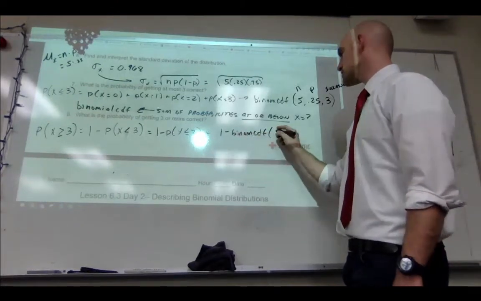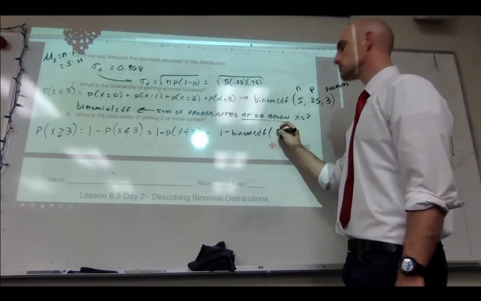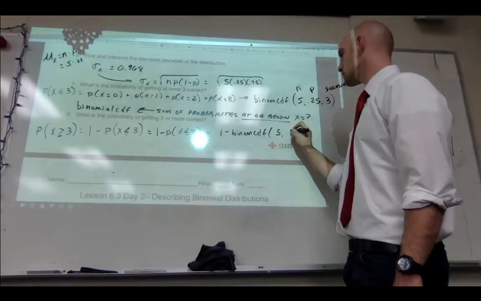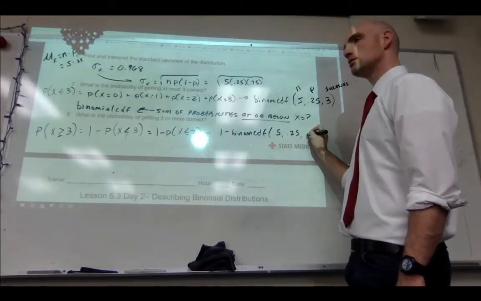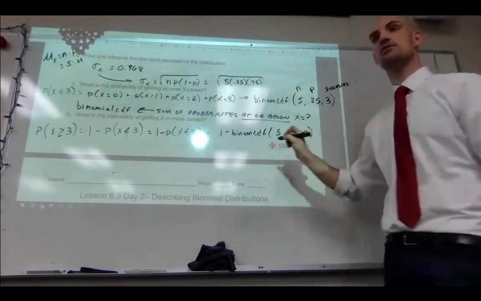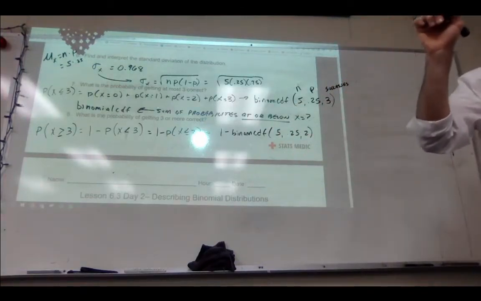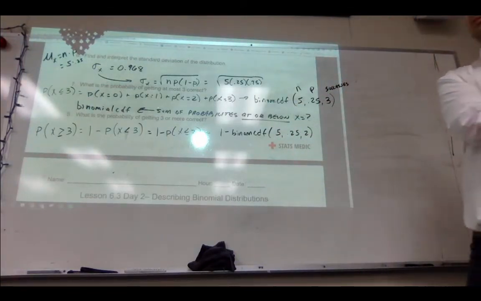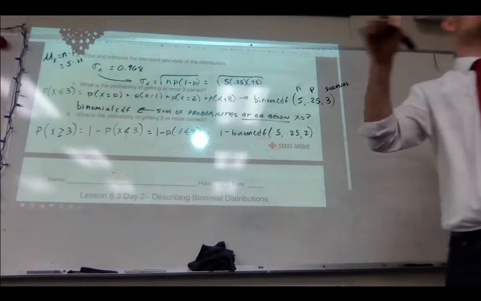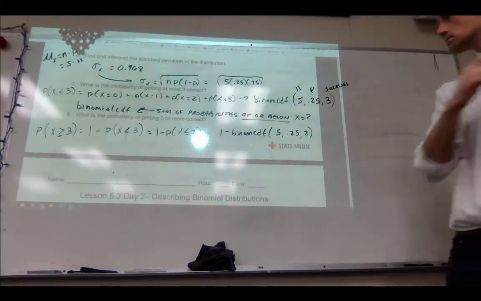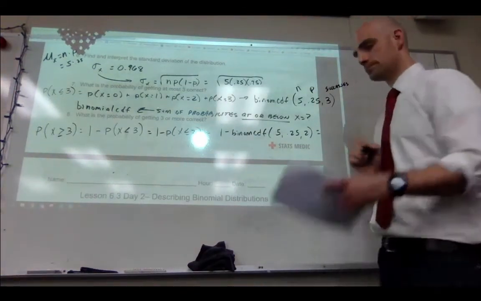So 1 minus binomial CDF. How many trials do we have still? What's our probability? And what goes here? In this case, our successes would be 2 because we want the complement of that event. So 3 or more would be not 2, 1, or 0, but 3, 4, 5. What did you get for this one?